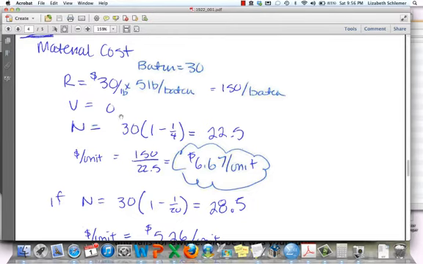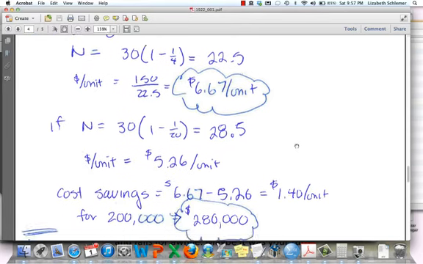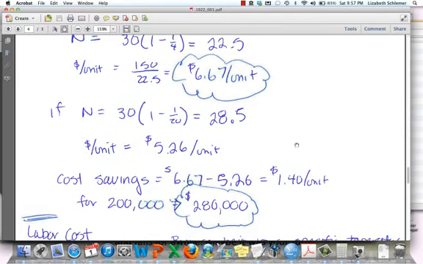And then there's no recycling, so that's 0. Then N is going to be 30, but it says 1 in 4 is bad. So that's going to be 1 minus 25%. So really, it's 75% of this value that N is. So that's 22.5. So then, because there's no V, it's just R over N, so it's 150 divided by 22.5.